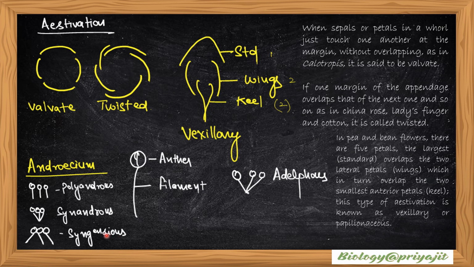When the anthers are separated from each other and the filaments fuse together, the condition is called adelphous condition. The stamens may be united in one bundle, then it will be called monoadelphous, as found in China rose. If they form two bundles, diadelphous, as found in pea, or into more than two bundles, polyadelphous, as found in lemon or citrus.